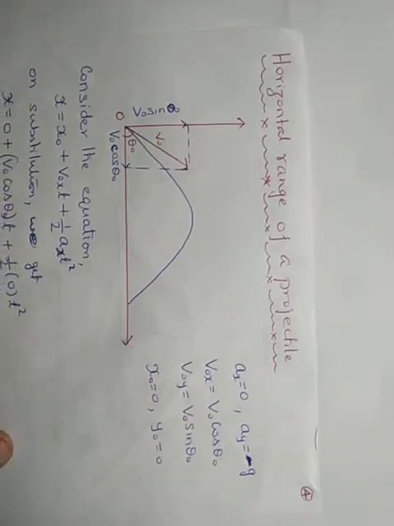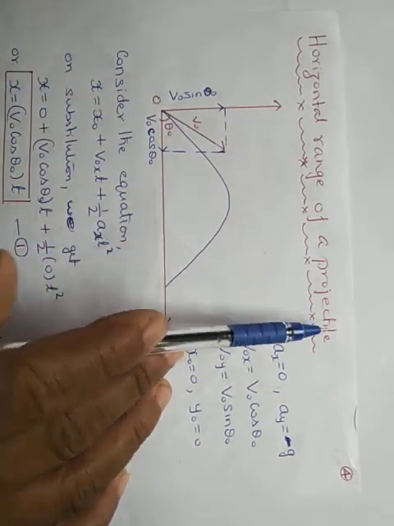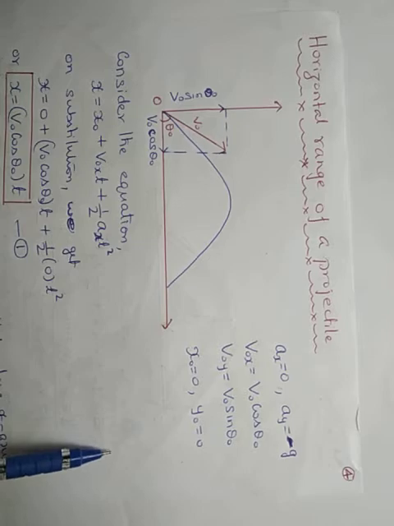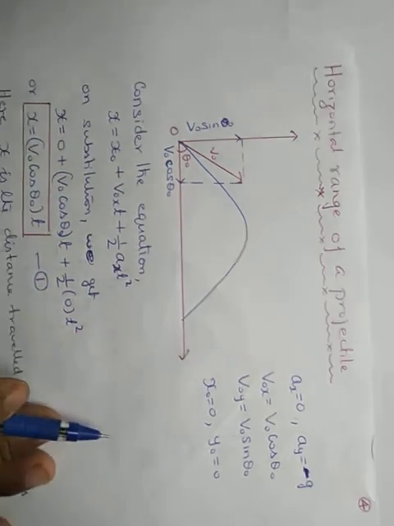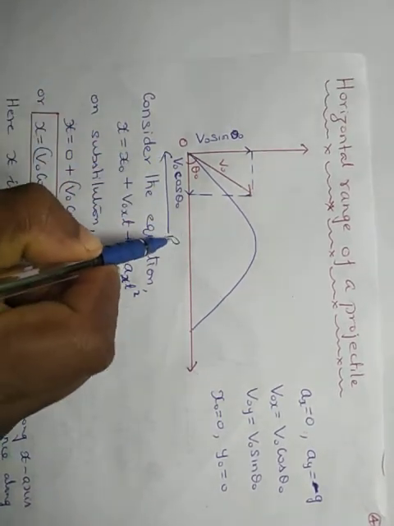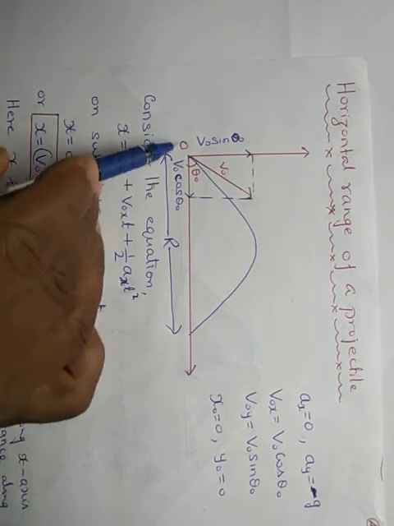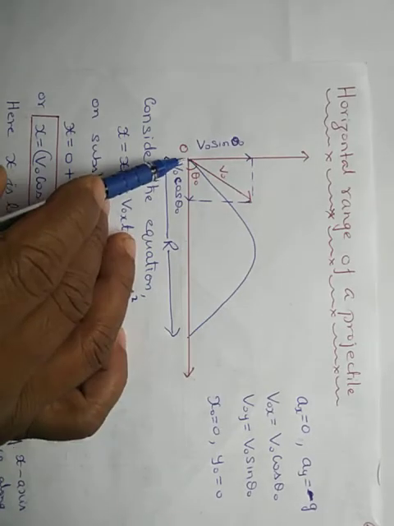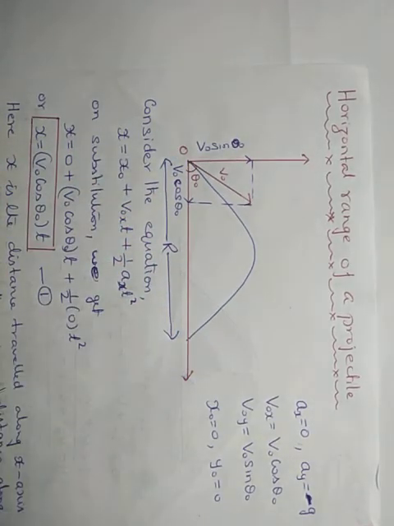Clear, students? So, the last derivation is the horizontal range of a projectile. Horizontal range, how much distance it has covered along the x axis. So, it is called horizontal range, from here to here, that is range R. When you throw any object, any ball, for example, it means how much distance it has covered along the x-axis, along the ground level.